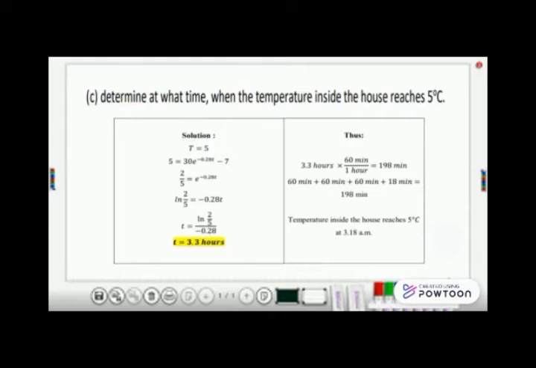So, we got that the temperature inside the house reached 5 degrees Celsius at 3:80 a.m.